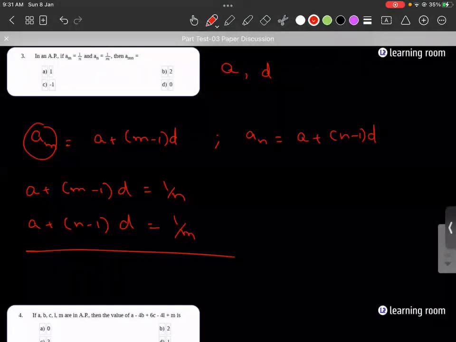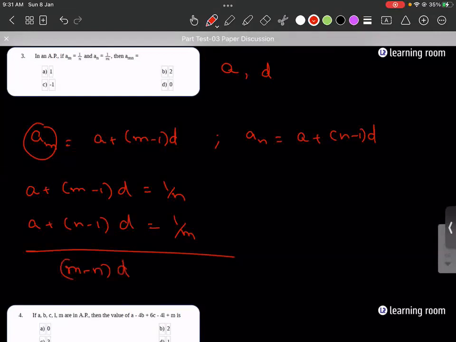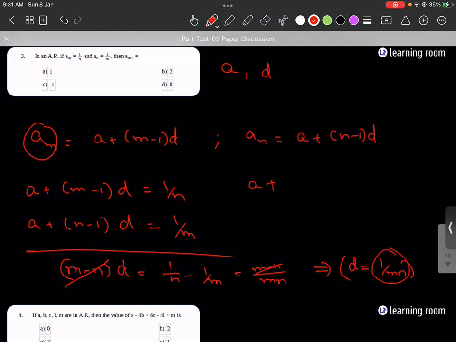When you subtract both, you will have M minus N into D is equal to 1 by N minus 1 by M, because A and A get cancelled. So this will be M minus N divided by MN. M minus N and M minus N will get cancelled, which implies D is equal to 1 by MN. Am I right? Yes, sir. Clear? Yes, sir.